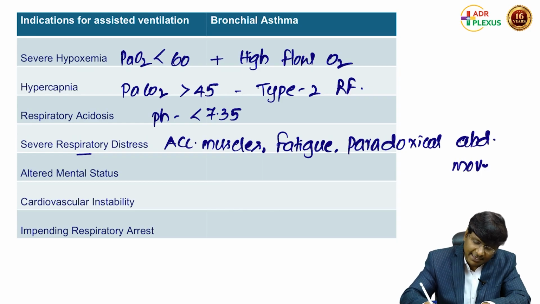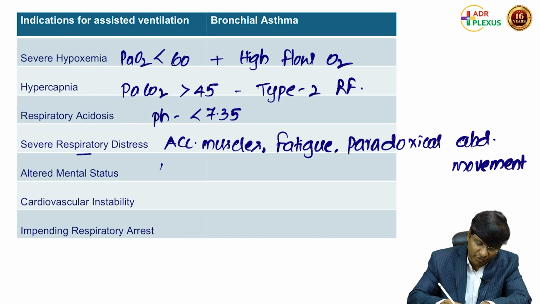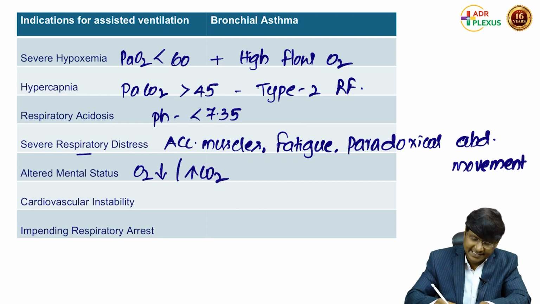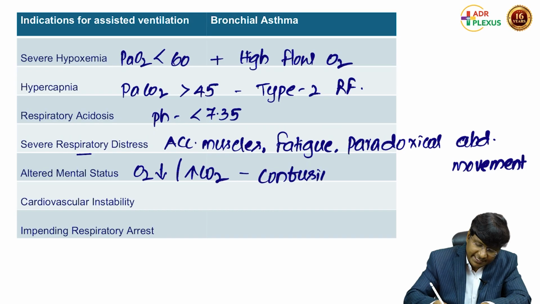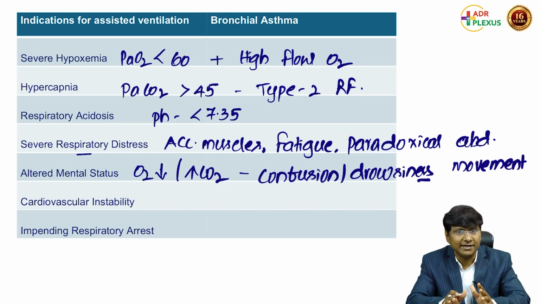Paradoxical abdominal movement. And next is the altered mental status, because of the hypoxia or because of the hypercapnia. If the individual is in a state of confusion or drowsiness, that is an indication for assisted ventilation.